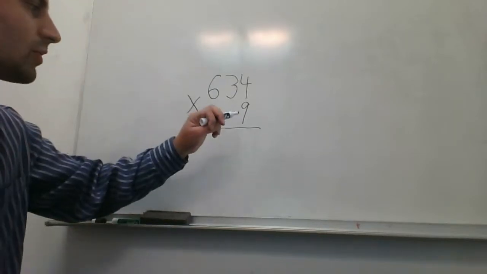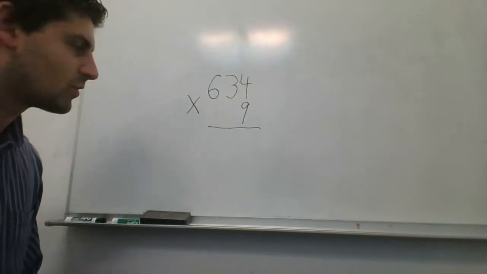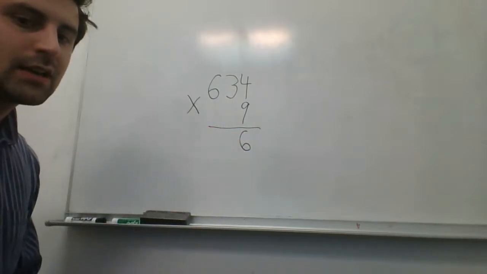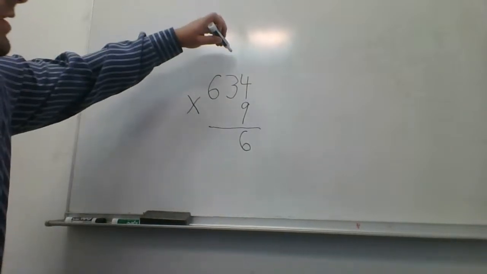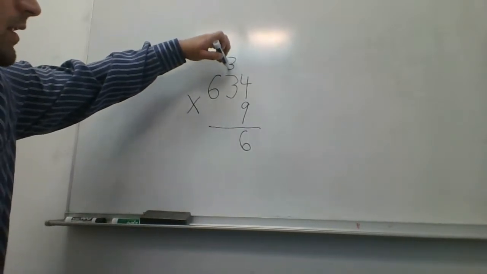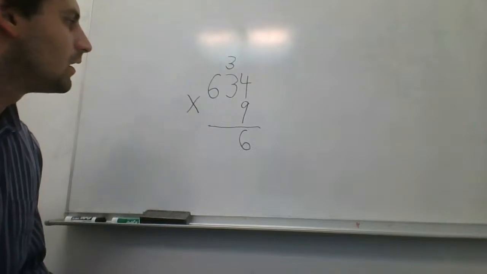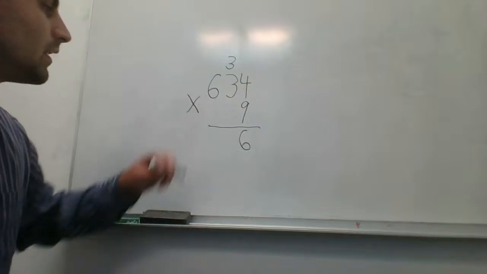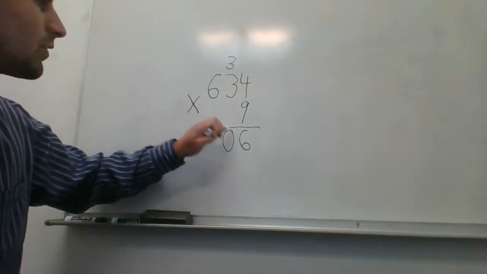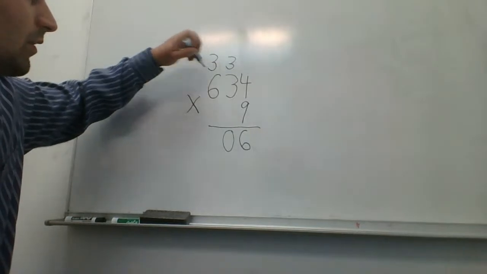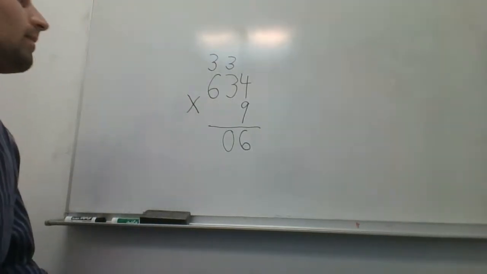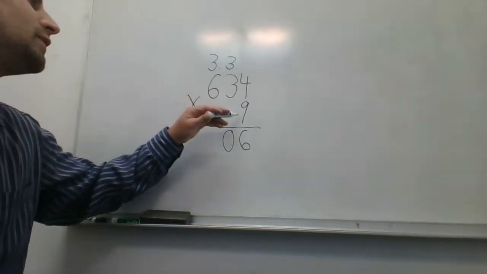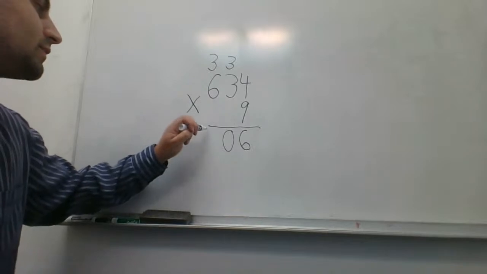So 4 times 9 equals 36. Since our product is more than 10, we regroup. The 6 in 36 goes in the ones place. The 3 in 36 gets carried over to the tens place. 3 times 9 equals 27. Plus 3 equals 30. The 0 in 30 goes in the tens place. The 3 in the number 30 gets carried over to the hundreds place. 6 times 9 equals 54, plus 3 equals 57.